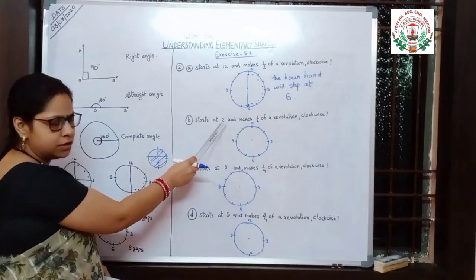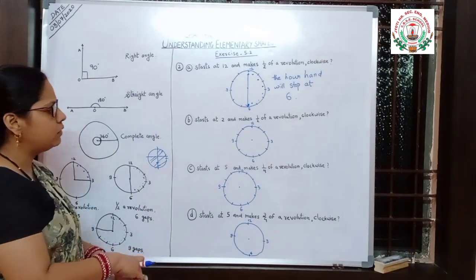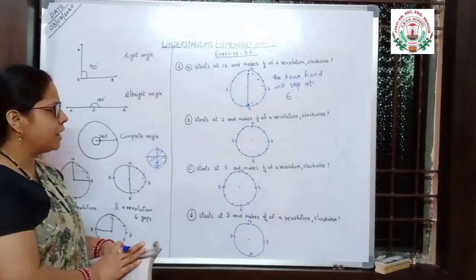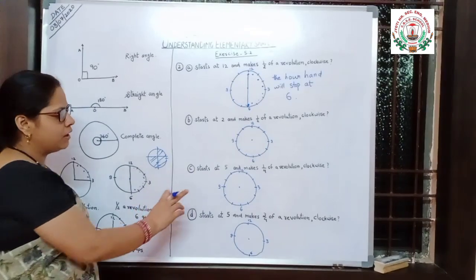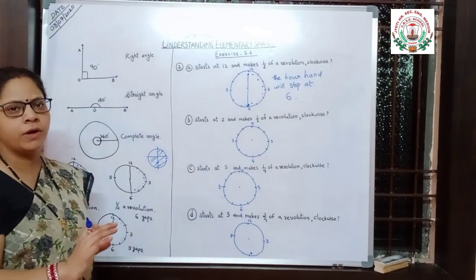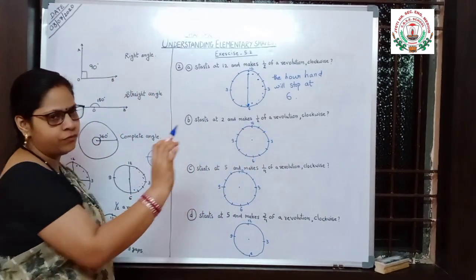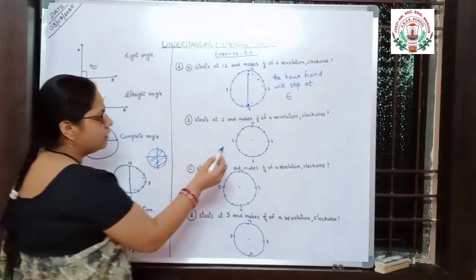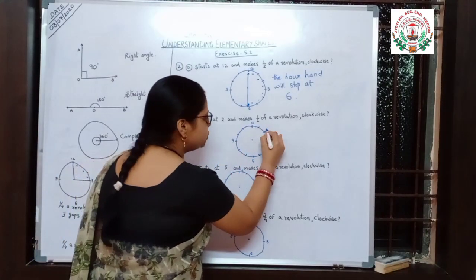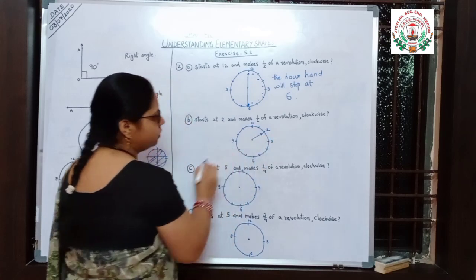If it starts at 2 and makes half a revolution clockwise. Here generally we only have four markings: 12, 3, 6 and 9. So we have to find out where that 2 is. After 12 we don't have 13, 14; we have 1, 2 after that. So here is the 1 and here it is 2. So the hour hand is starting at 2.